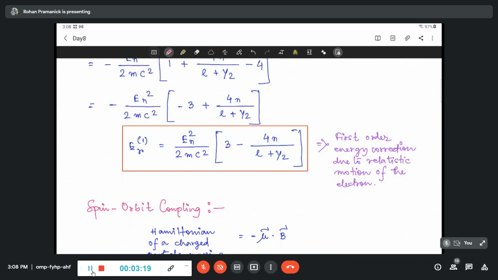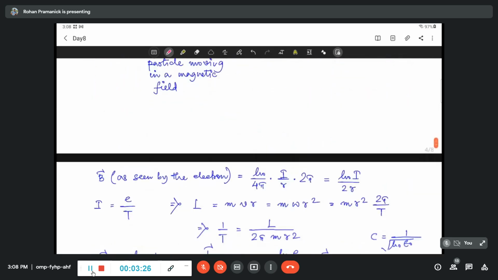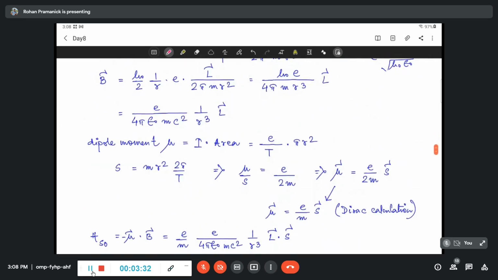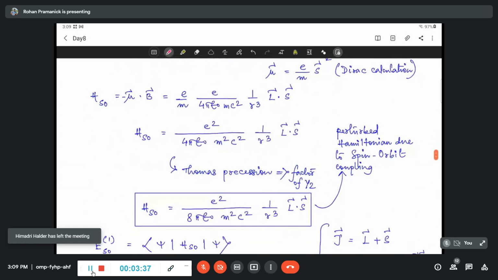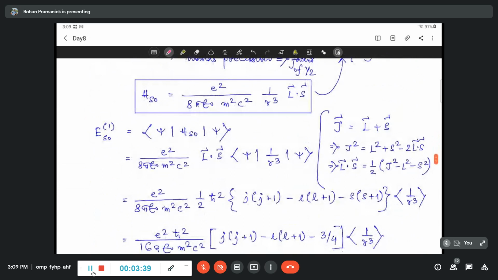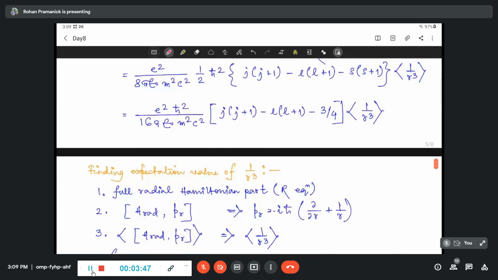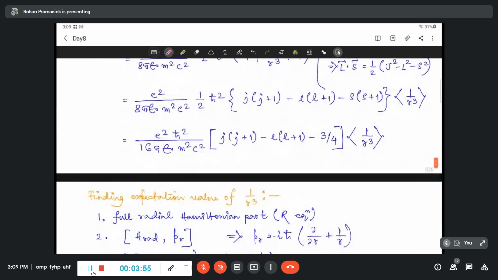So we expressed L in terms of J, which was evident in terms of spin orbit coupling, where we wrote the Hamiltonian again, and we calculated the B as seen by the electron produced by the proton, and then we calculated the dipole moment. We also calculated the perturbed Hamiltonian, and then the energy eigenvalue correction using the expression, and we found that we need expectation values such as 1 by r, 1 by r square, and 1 by r cube, which we did with a little trick known as the Feynman-Hellmann theorem.